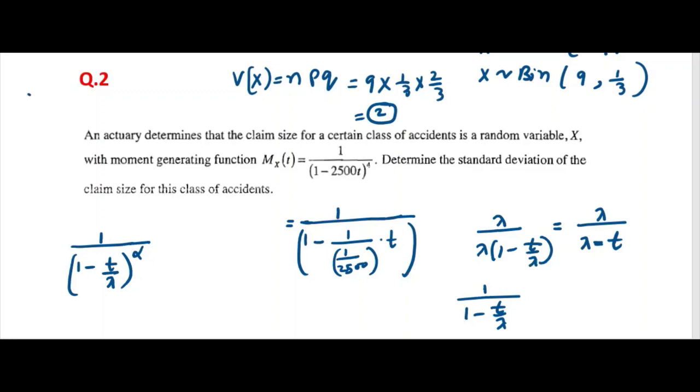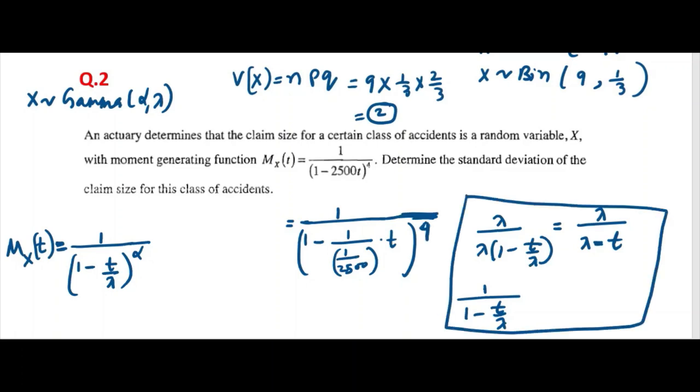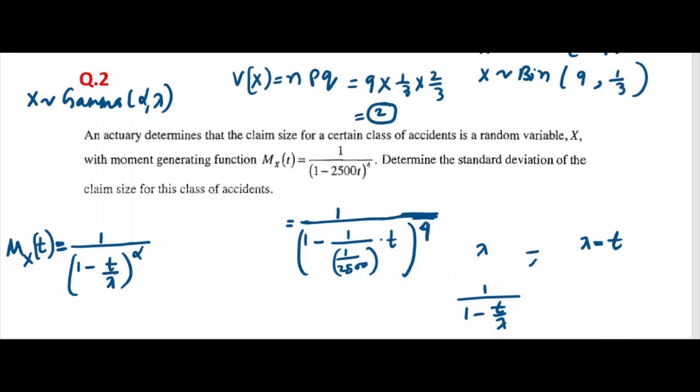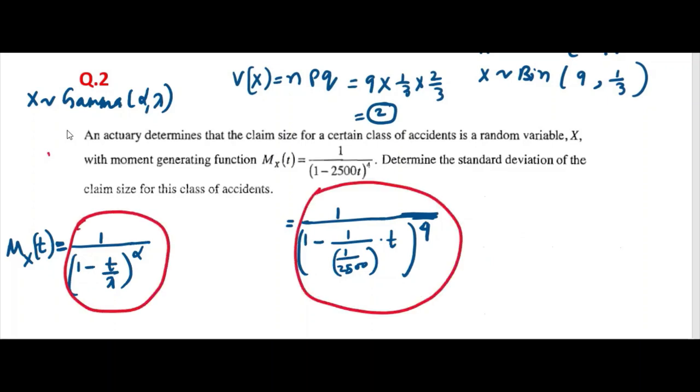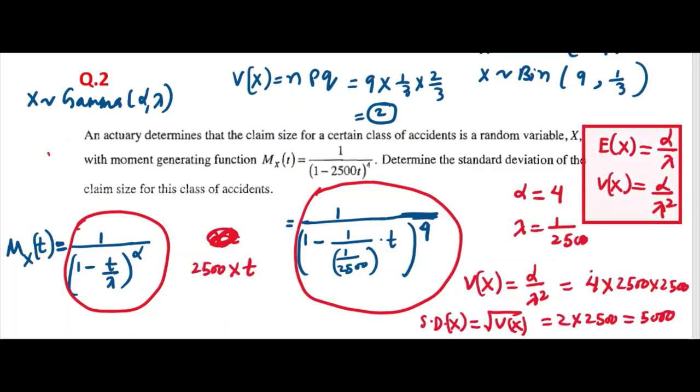If X follows gamma(alpha, lambda), and M_X(t) is this. We compared Bernoulli with binomial. Similarly, taking exponential, you will get gamma. Even this is not required. You can compare with this one directly. If it's not exponential, because you have a power, we'll directly compare with this one. You compare these two, okay? So now what is alpha? Alpha is 4 here. And what is lambda? 1 upon 2500. Correct? Okay, fine.